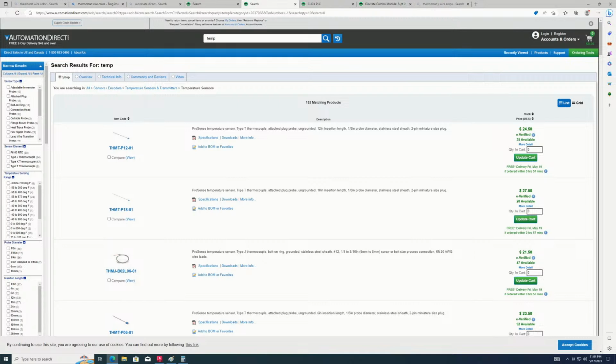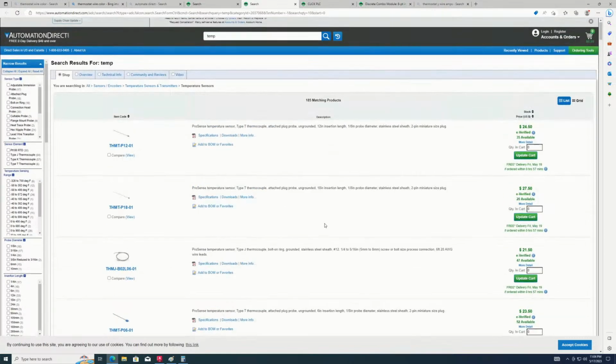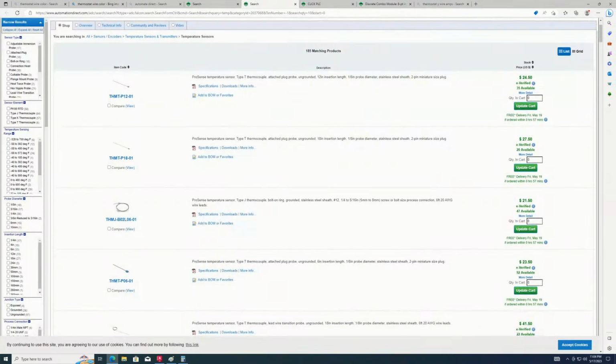It's measuring K because it does negative 200 to 1372. But what about T and J? Listed ranges for all. Yeah, I'll be good with almost any of these.